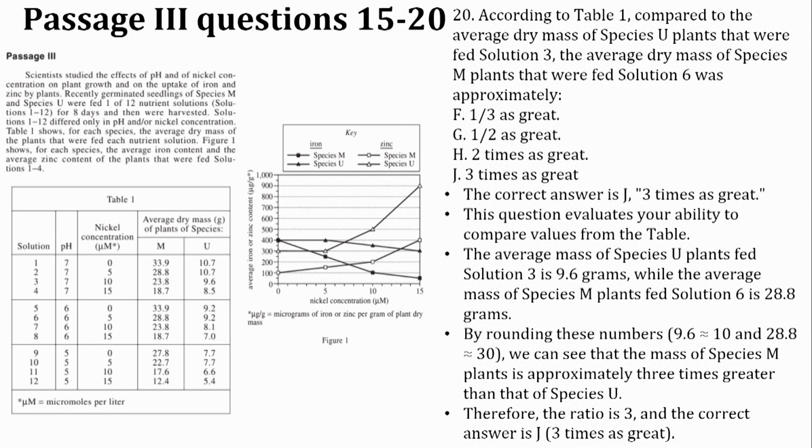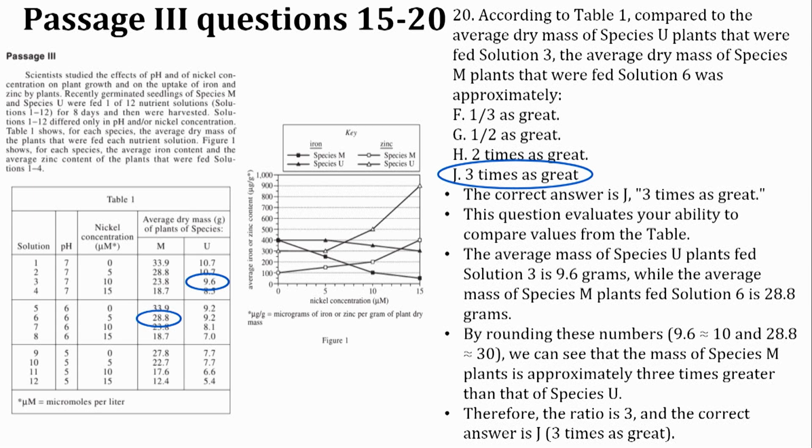This question evaluates your ability to compare values from the table. The average mass of species U plants fed Solution 3 is 9.6 grams, while the average mass of species M plants that were fed Solution 6 is 28.8 grams. By rounding these numbers, 9.6 up to 10 and 28.8 up to 30, we can see that the mass of species M plants is approximately 3 times as great as that of species U plants. Therefore, the ratio is 3.